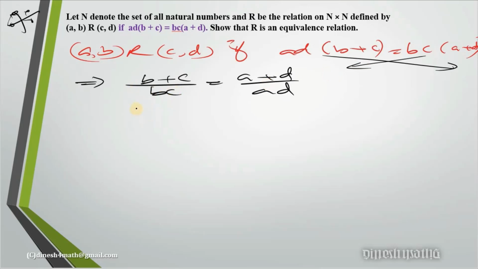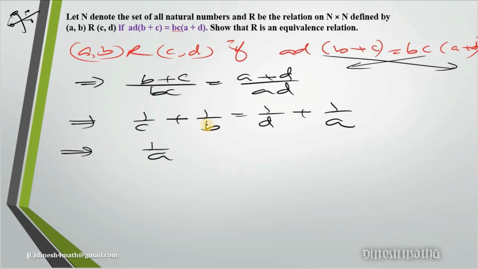Now divide each term separately. So B by BC gives 1 by C, and C by BC will give you what? 1 by B. Cancelling each other. A by AD will give you 1 by D, and this will give you 1 by A. Now do one more step to make it more similar. Say 1 by A, push the 1 by B to the other side and 1 by D to this side. So the question I have modified in such a way that 1/A − 1/B = 1/C − 1/D.